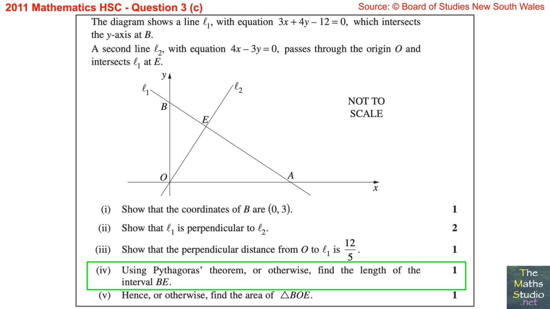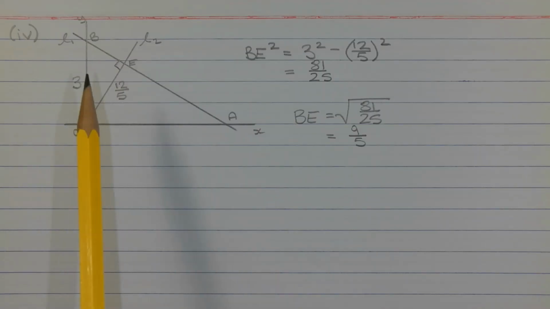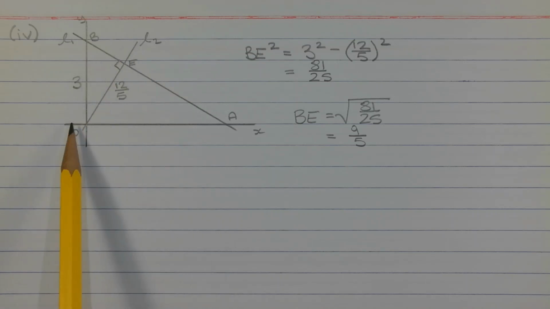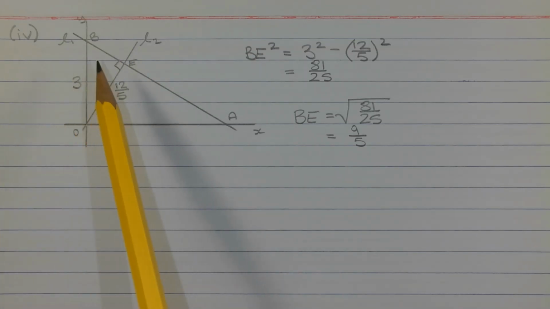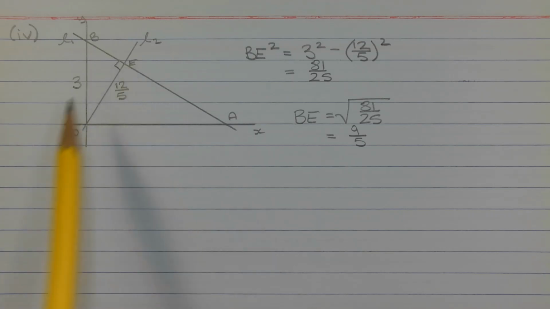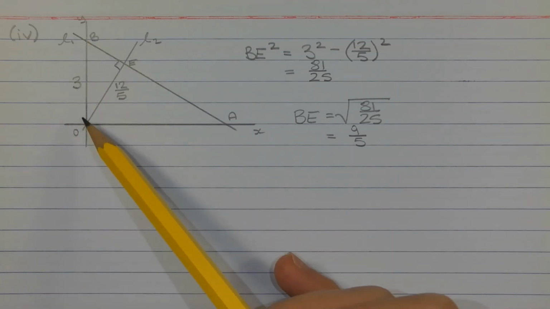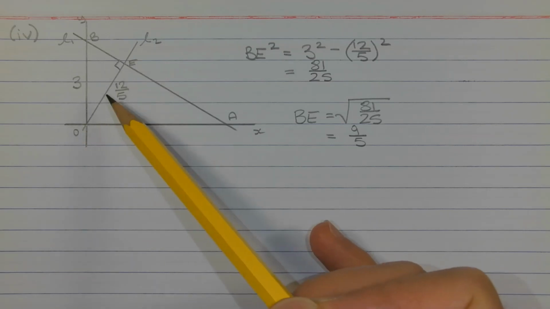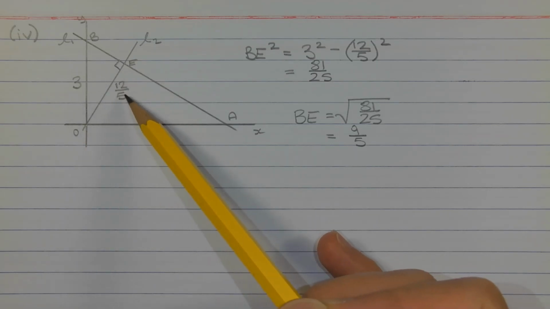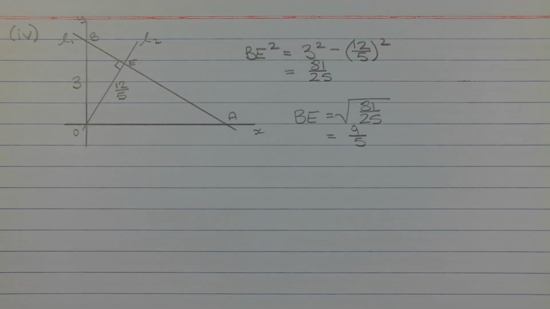Part 4. Using Pythagoras' theorem or otherwise, find the length of the interval BE. Consider right-angled triangle OBE. Now, OB represents the hypotenuse of this triangle, and EB and OE represent the two short sides. Now, the length OB is 3 and OE is 12 over 5, which we found in part 3.